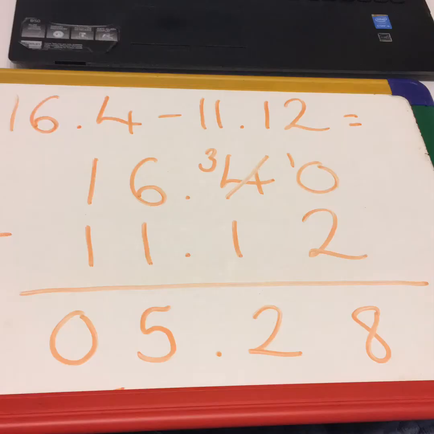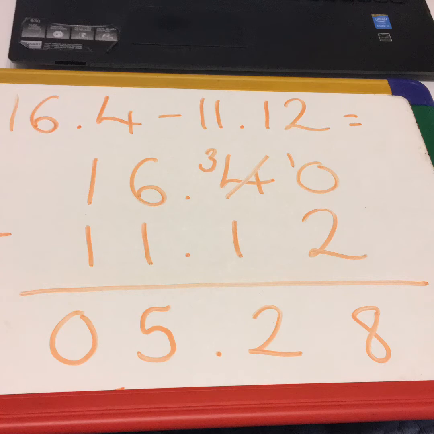And here's your answer for the third one. Hopefully you got this right. So again, I've put a 0 in next to the 4 tenths. I can't do 0 take away 2. So I go next door, I rename one of the tenths and make that 3 tenths. And now I've got 10 hundredths. 10 take away 2 is 8.